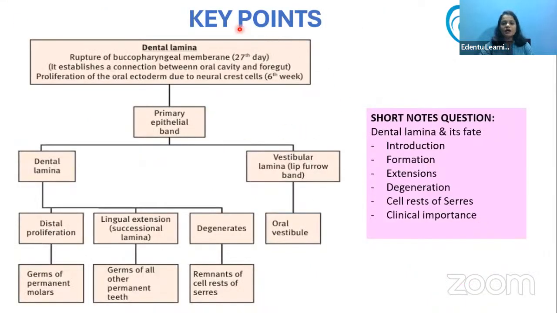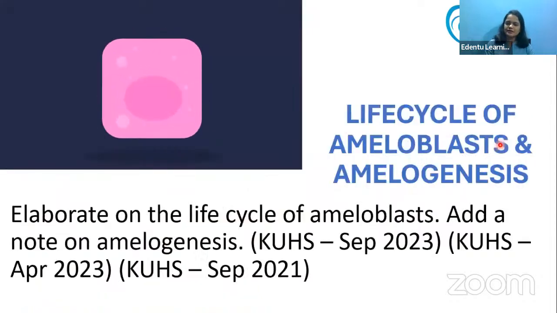This flowchart is very important in the discussion of the dental lamina: what happens on about the 27th day, when there is rupture of the buccopharyngeal membrane, and about the 6th week, when the primary epithelial band is formed. All these flowcharts are very important. They are there in your textbooks, and these are the key points you should include if they ask you about the dental lamina and its fate: the formation, extension, degeneration, cell rests of Serres, and the clinical importance.